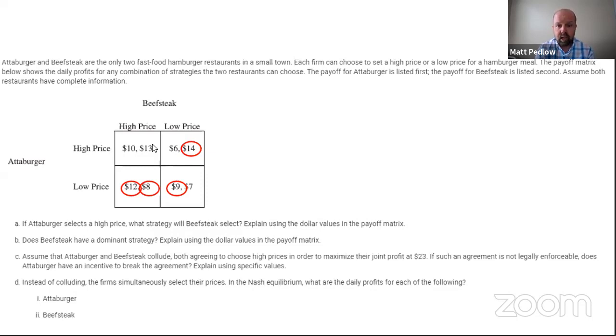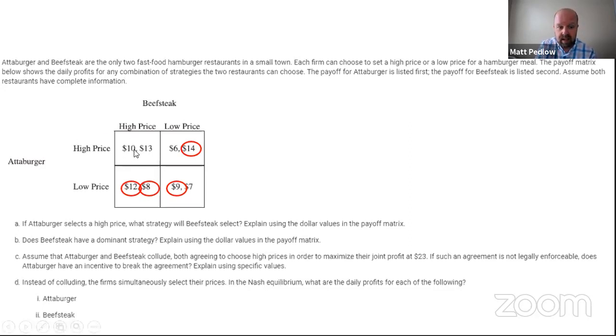C, if they collude, so remember, collusion, they get together, they agree, no matter what, let's both do this. And both agreeing to choose high prices to maximize their joint profits at $23. So, right, 10 plus 13, they're both going to go high in this box. So they're going to end up sharing basically $23. If it is not legally enforced, okay, does Ataburger have an incentive to break the agreement? Well, look, if Beefsteak says, hey, why don't we do this?